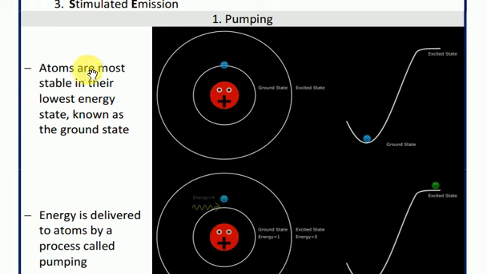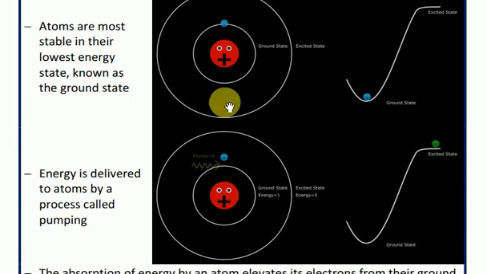As you know, all atoms are stable in their lowest energy, known as the ground state. So this is an electron and it is stable in the ground state. Now when energy is given to this electron, here you can see energy is given, by a process called pumping. This energy is given in a laser active medium.